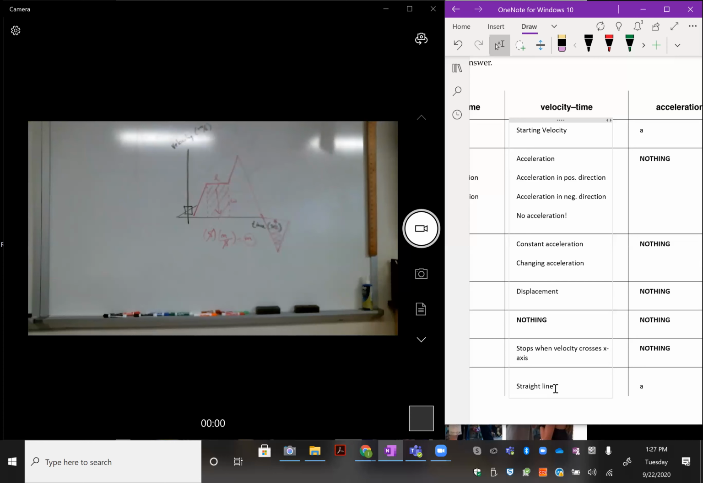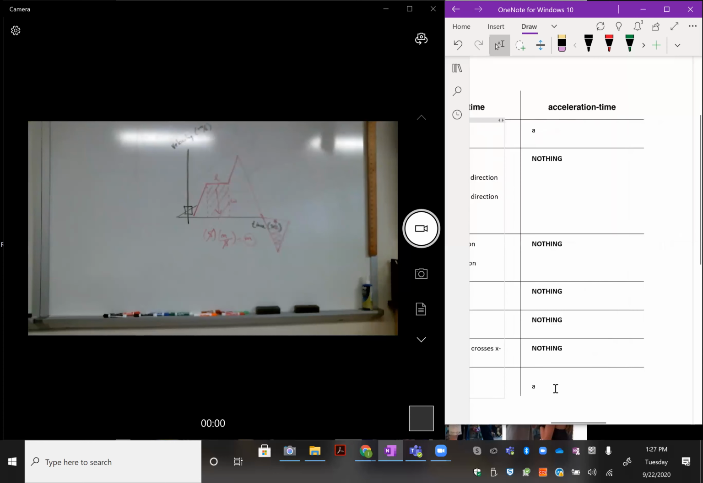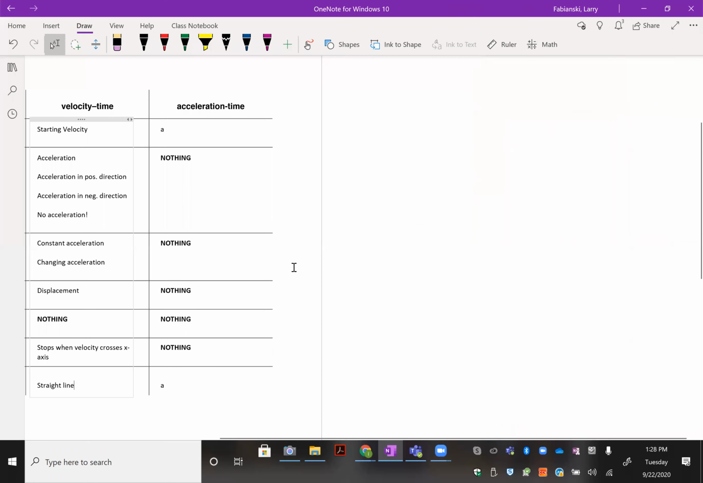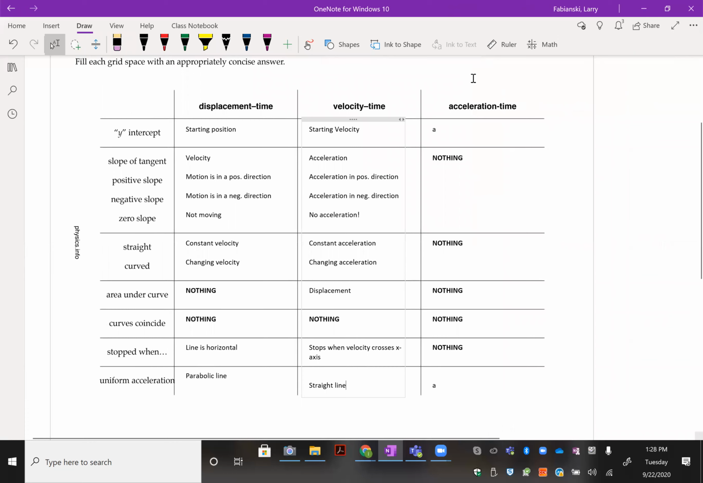All right, then the last thing we're looking at here is just the acceleration versus time graph. There's not too much we can actually pull in there. So for this one, we're going to look at just filling in up here, the starting position, it's the starting acceleration. And down here with uniform acceleration, it is a horizontal line.